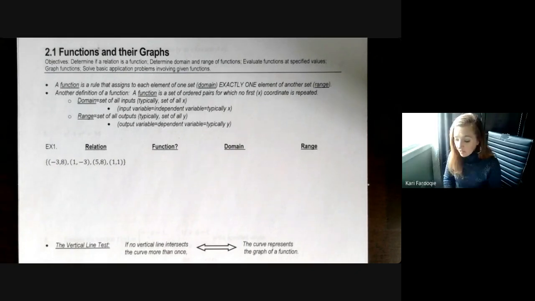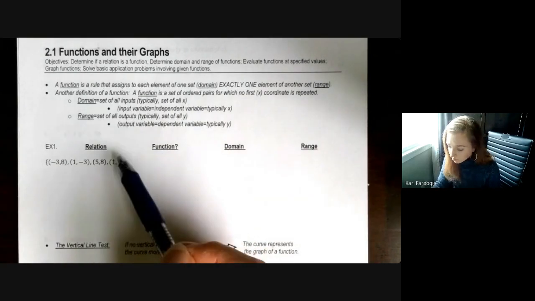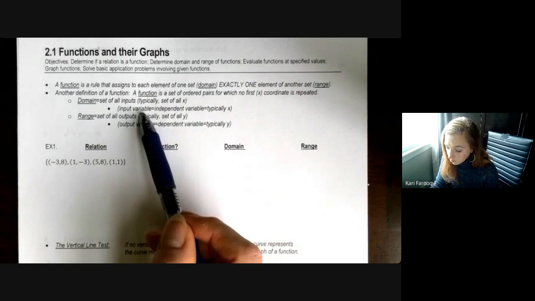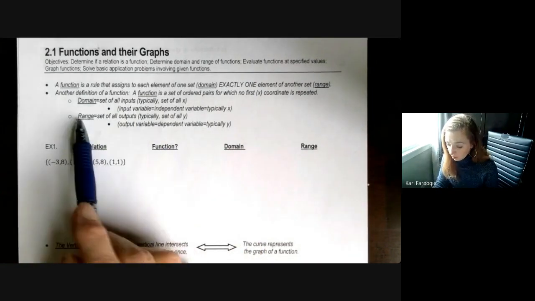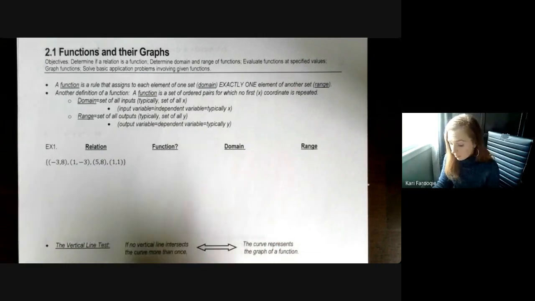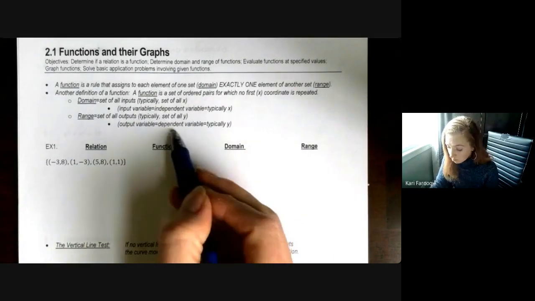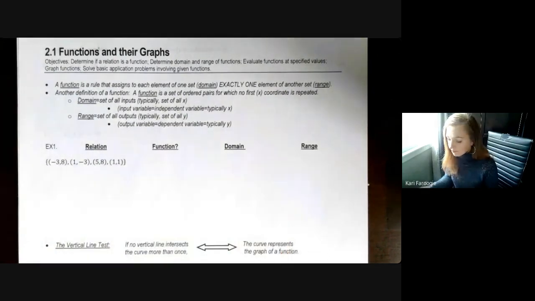So your domain is the set of inputs, which is typically the set of all x's. And this is your input variable. So you're putting things into the domain and then you're getting an output, which is the values that are popping out in the range. And those are the y values. So y is dependent on x. X is the independent variable.